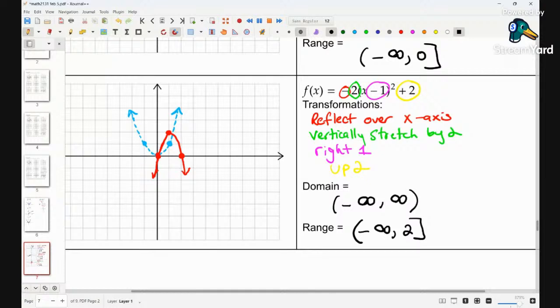Only look up when you're done. The answer is on the board. Only look up when you're done. Check your work.